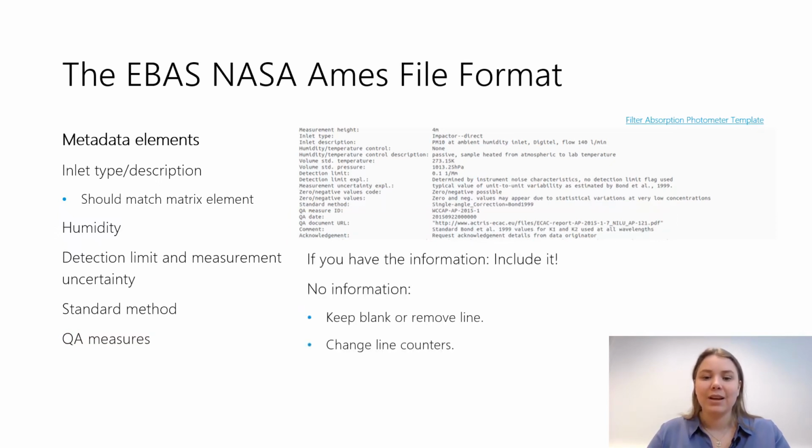In general, if you have the information, you should include it. If you are uncertain about what a metadata element means, you can read up in the EBAS data submission manual or contact the EBAS team. If you do not have the information, you can keep it blank or remove the line. If you remove lines, you need to change the line counters. Some projects and frameworks require certain metadata elements, so if you are part of such a framework, you need to follow those requirements.